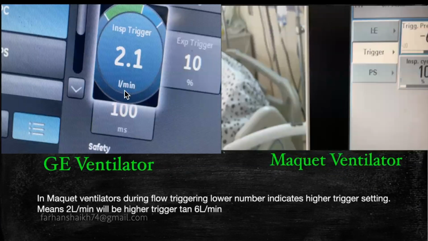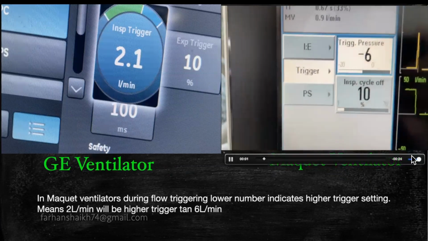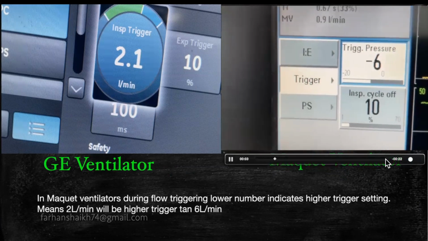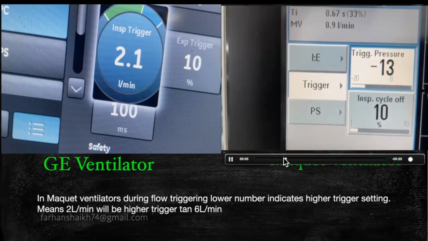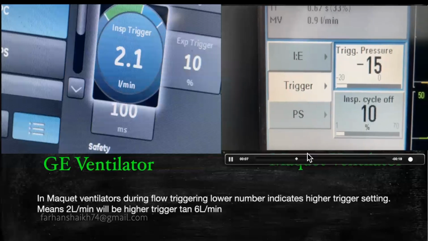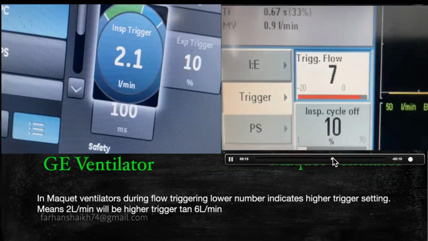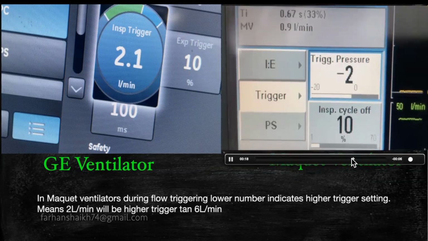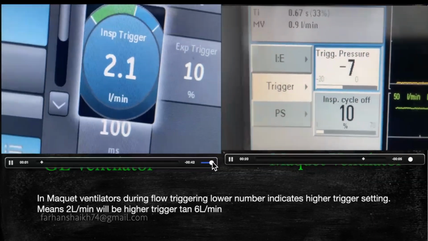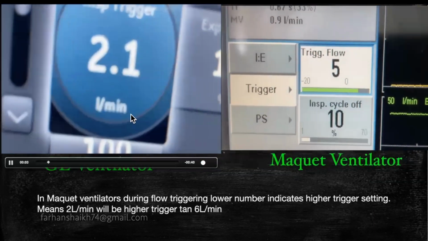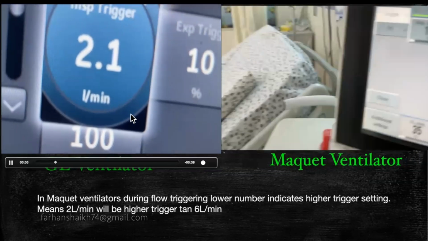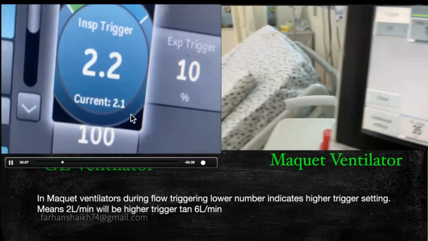In GE, you can rotate the knob to one side and you will get flow triggering, and when you rotate the same knob to the other side, you will get pressure triggering. This is Mackay. You rotate to one side, you get pressure triggering, and the same knob, when you rotate to the other side, you get flow triggering. And in GE also the same thing: you rotate to one side, you get flow triggering, and when you rotate it to the other side, you get pressure triggering.